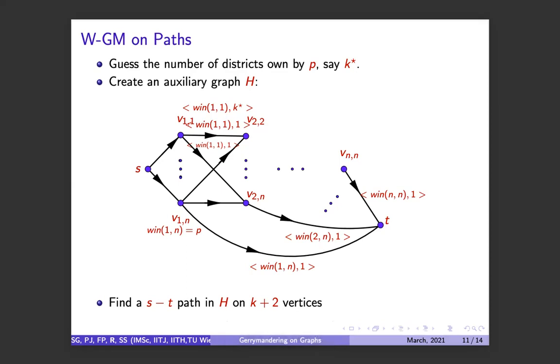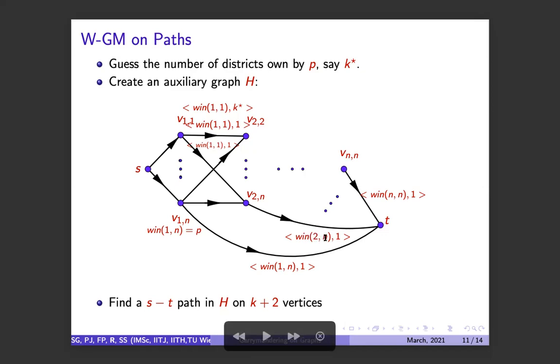Also, there is not just one arc. For simplicity, I have kept only one arc in the figure. There are multiple arcs, k star minus 1 arcs, and we label these arcs with the candidate. So here win 2n means the candidate that wins in the district 2n. As you remember, we have a tie-breaking rule with unique winners, so we can uniquely identify this candidate.